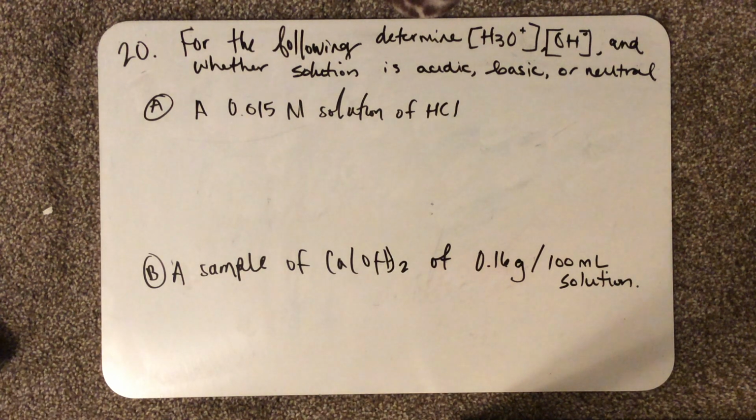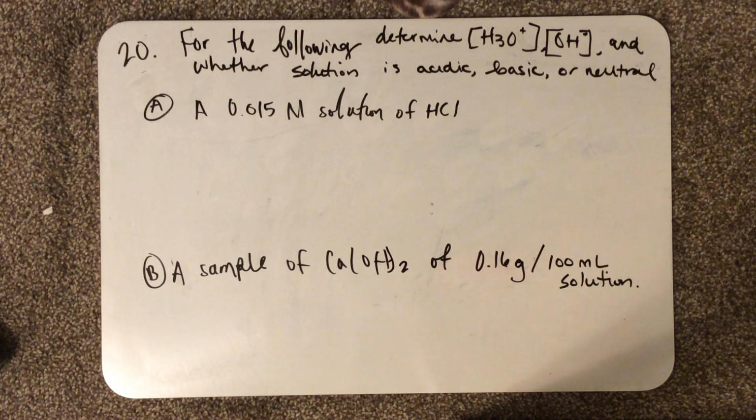All right, so this is a worked out explanation for question 20, A and B on my practice exam. The question asks, for each of the following, determine the concentration of hydronium and the concentration of hydroxide, and whether the solution is acidic, basic, or neutral. Part A says a 0.015 molar solution of HCl.